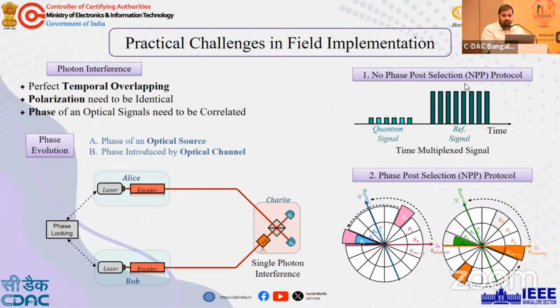There are two protocols or techniques to overcome this phase introduced by the optical channel. We can send a time-multiplexed signal along with the quantum signal, and based on this high intensity signal we can remove the phase evolution caused by the quantum channel. The second is the post-selection protocol, where we can set an offset in post-processing and estimate certain parameters, and by minimizing these parameters we can get a nice phase estimate and remove these phase changes.